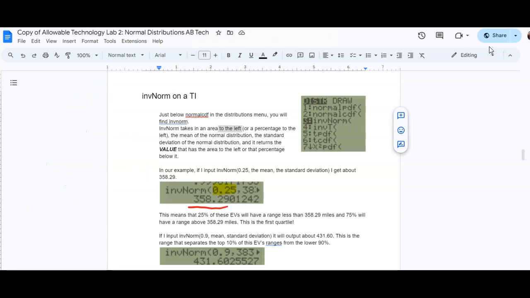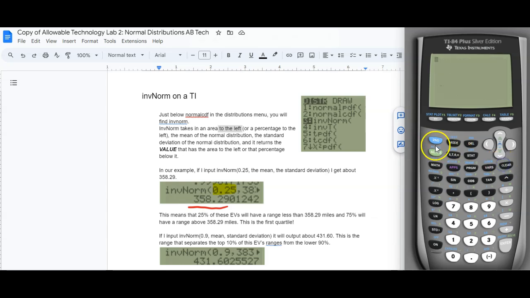So that's what we're doing on this problem. And it tells me when I plug all that in. So once again, this is under second VARS, inverse normal. The area is 0.25. The mean is 383.57. That standard deviation was 37.48. All right, paste that all in. Again, if you have a TI, you're just going to put it in that order: area to the left, mean, standard deviation. All right, hit enter, and there's the number it gives me.